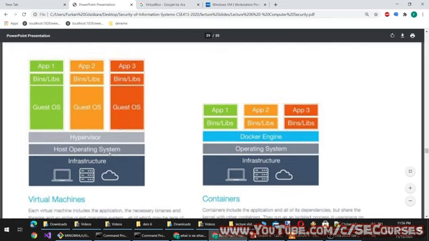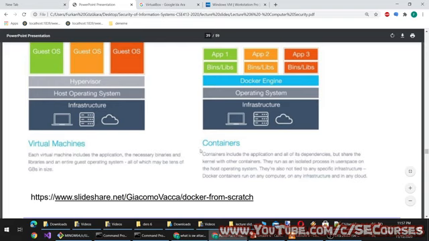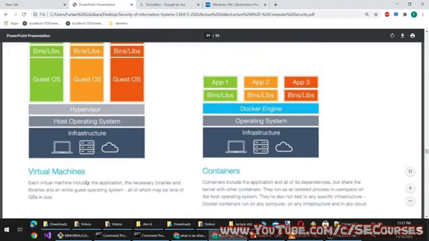Okay, let's see operating system level virtualization. We have already seen this. There is infrastructure at the very bottom, and in type 1 there is operating system, Docker engine. This was containers and these are virtual machines. Each virtual machine includes the application, the necessary binaries and libraries, and the entire guest operating system, all of which may be tens of gigabytes in size. And containers include the application and all its dependencies, but share the kernel with other containers. They run as an isolated process in the user space on the host operating system.